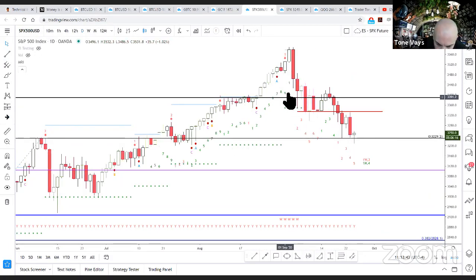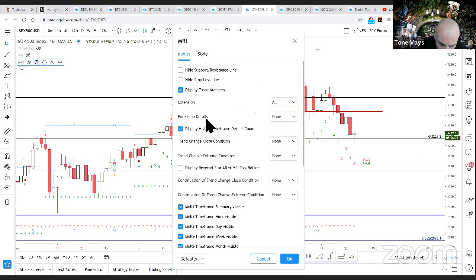It doesn't always end on 9. Sometimes it ends on 1s. So you'll have to understand how the indicator works. And so this is the trend numbers. And additionally, you can pull up any of the extension numbers or all of the extension numbers.